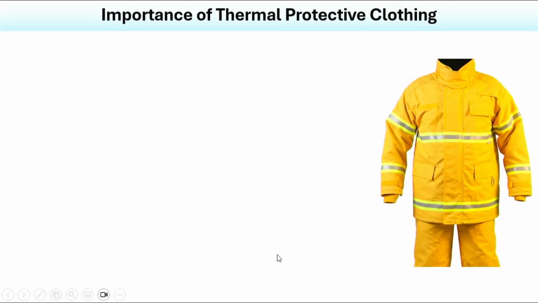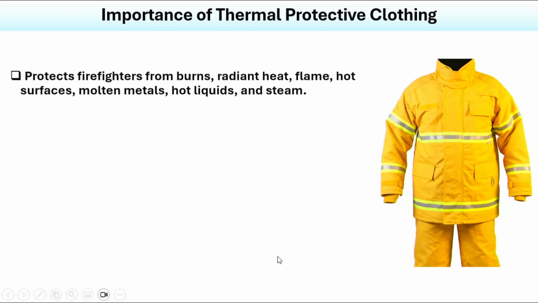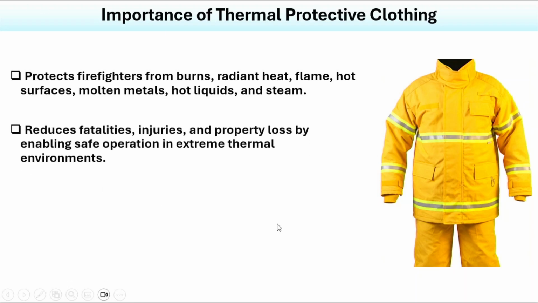So, what is the importance of thermal protective clothing? It protects firefighters from burn, radiant heat, flame, hot surface, molten metal, hot liquid, steam. So, any type of threat. It protects the firefighter and reduces the fatality, injury and property loss by enabling safe operation in extreme thermal condition.